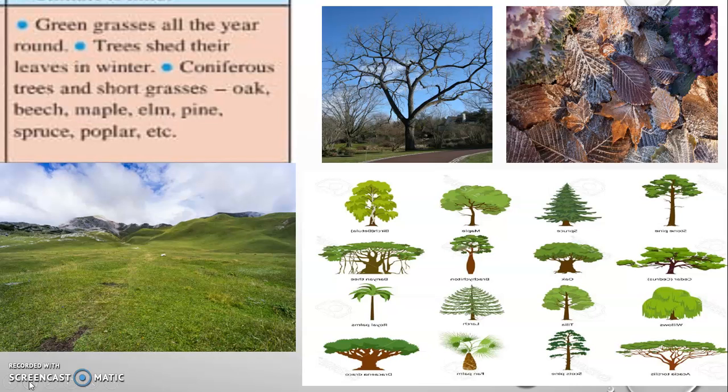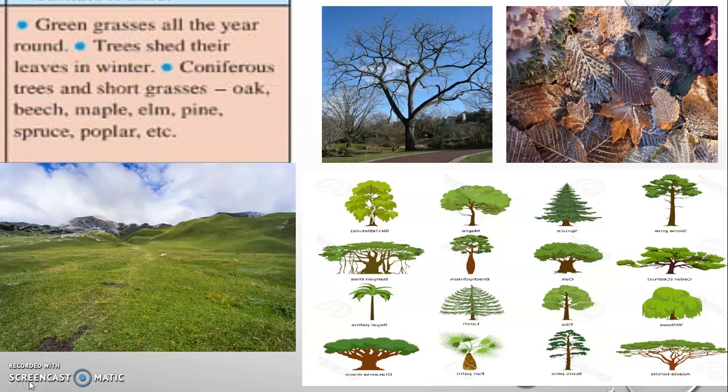Then there are the coniferous trees, just like the Christmas tree. You can see the coniferous trees in the pictures also. Tall trees with pointed leaves, with branches pointing towards the earth. So coniferous trees and short grasses are the major characteristic feature of the Western European region.